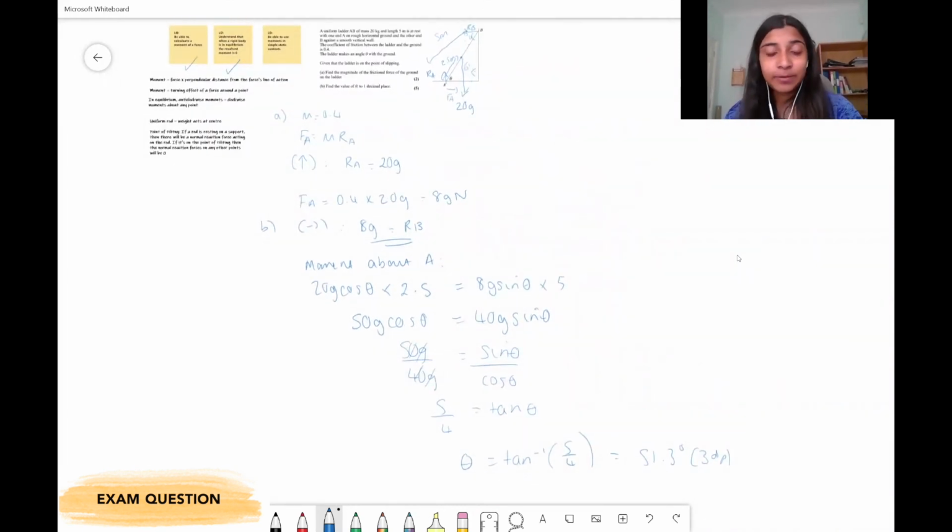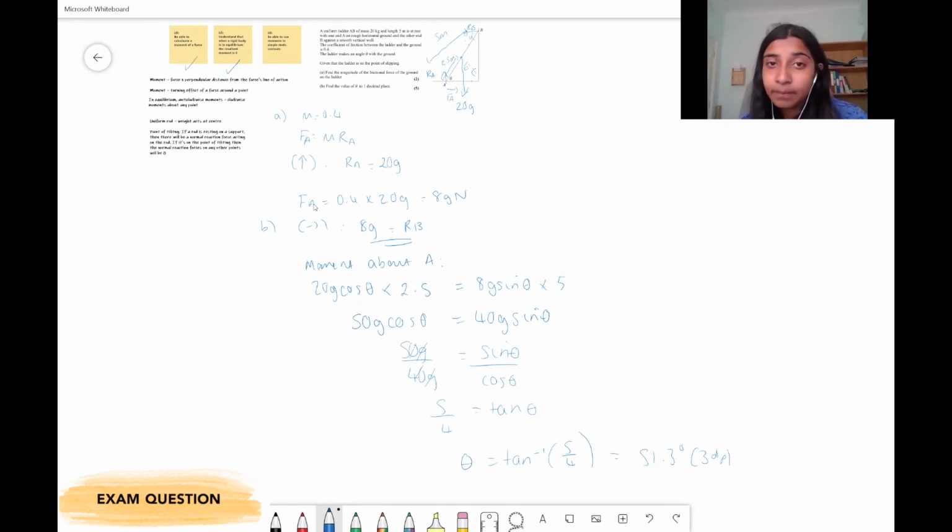So these moments questions have a lot of marks in your exams. They are quite difficult, but they mostly follow the same process, the same steps. As long as you learn these steps, you'll be able to apply them to any question you get. So what we did here for part A, to find the frictional force, was just use F equals mu R and resolve vertically. You can find our RA and then plug it in to find your friction.